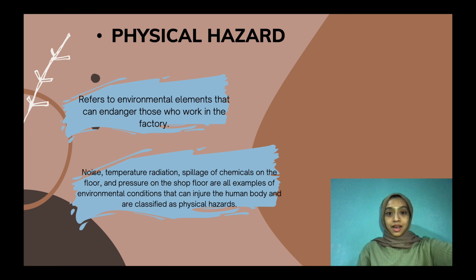Physical hazard refers to environmental elements that can endanger those who work in the factory. Noise, temperature, radiation, spillage of chemicals on the floor, and also pressure on the shop floor are all examples of environmental conditions that can injure the human body and are classified as physical hazards.